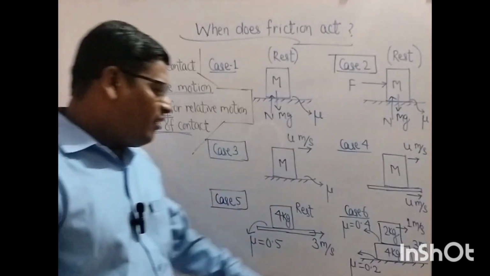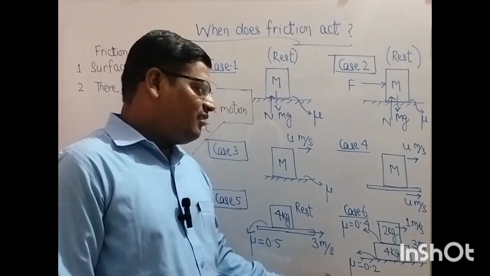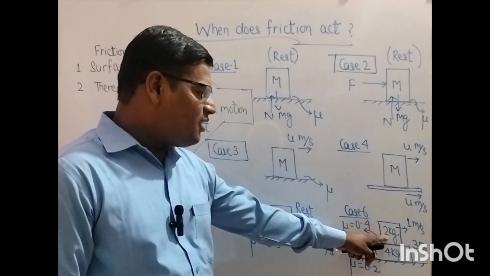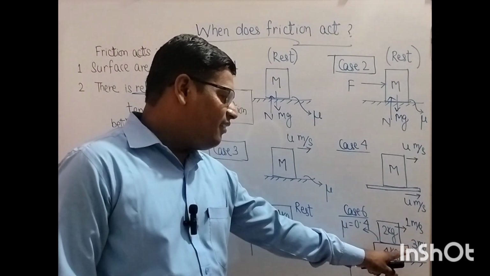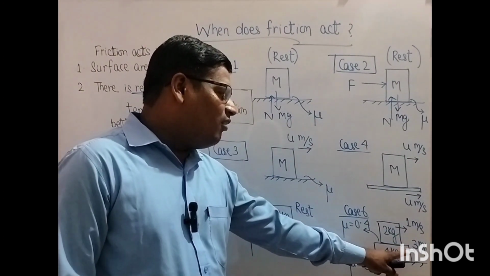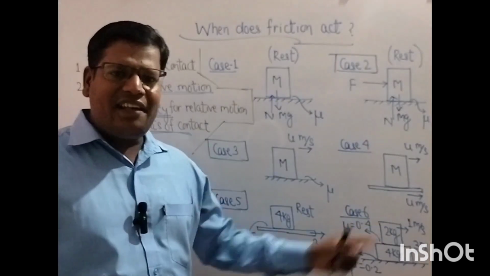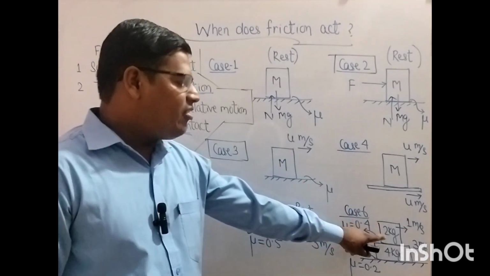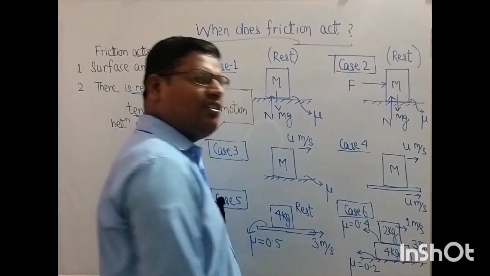Okay, now here, is friction acting here? Let's check. Look at the 2 kg block. It's moving with 1 meter per second, and the other block on whom it is kept is moving with 3 meter per second. So is there relative motion? Yes, there is relative motion. So friction is acting on the 2 kg block.